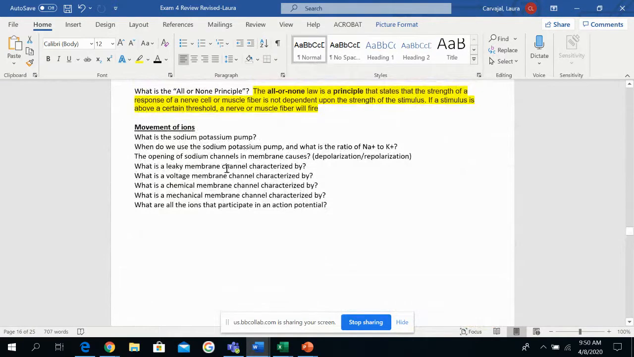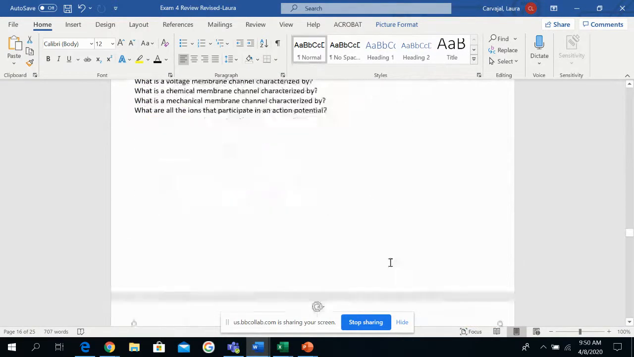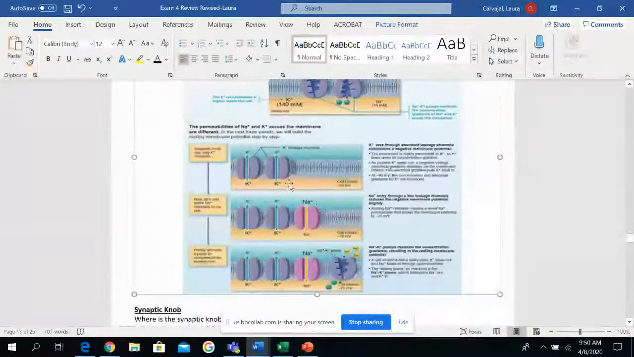What is a leaky membrane channel characterized by? A leaky membrane channel will be these guys. These are basically open doors for the sodium and potassium to go in and out as they please. They're characterized by not using ATP, and they're called leaky because the flow never stops. It'll continuously leak out.